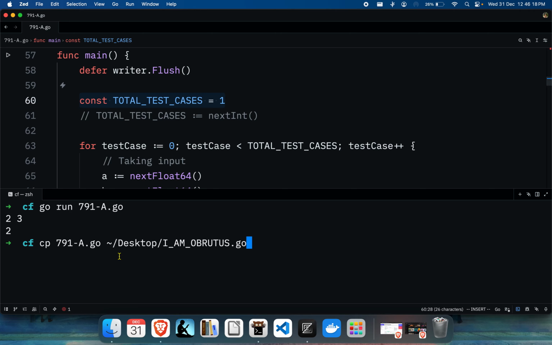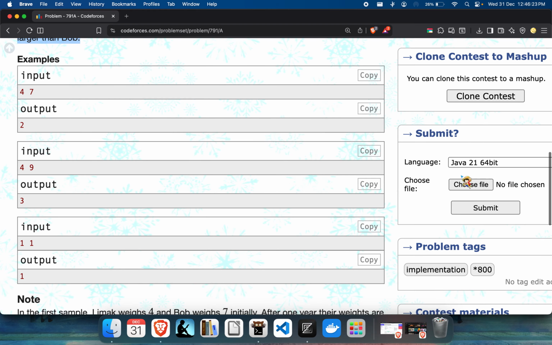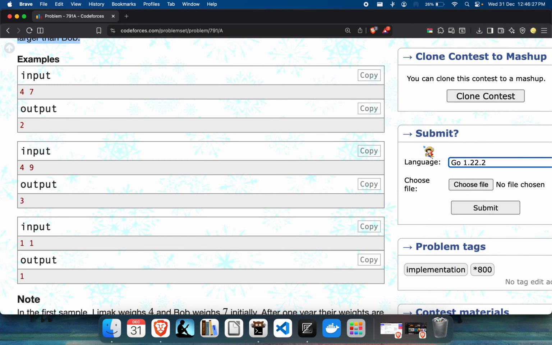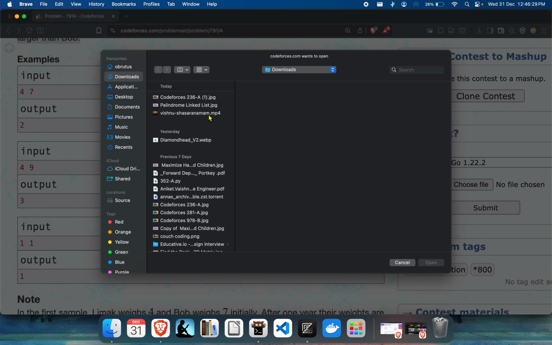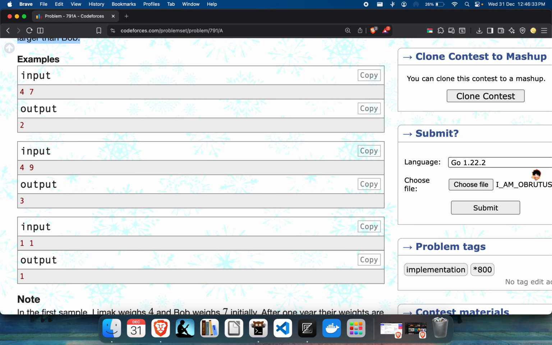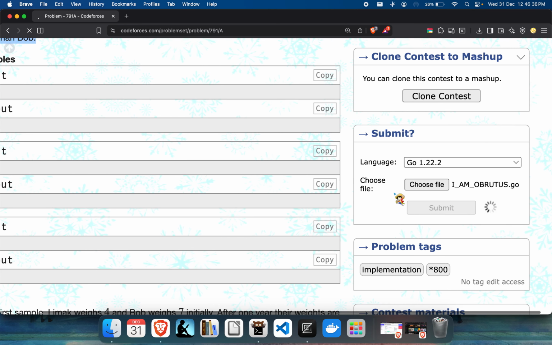So I'll copy this to my desktop and try to submit it in Golang. Let's submit this.